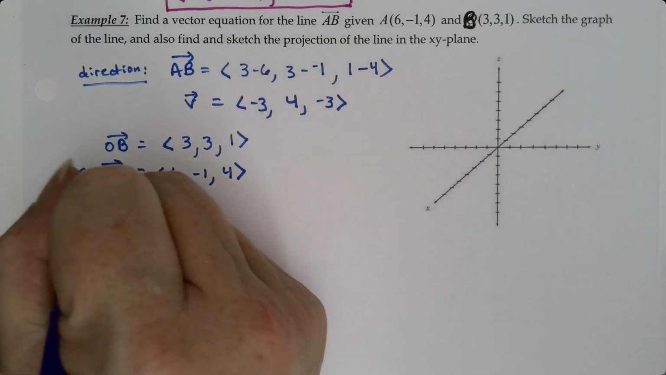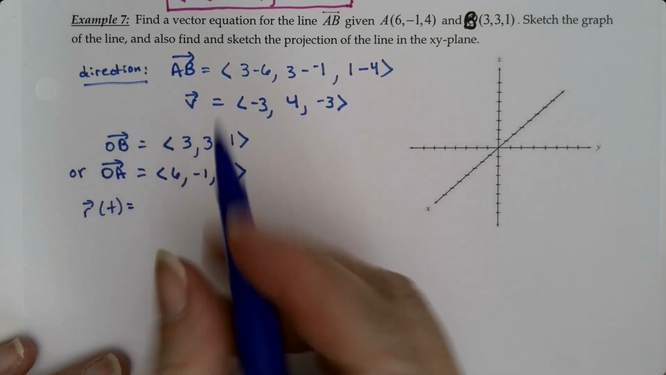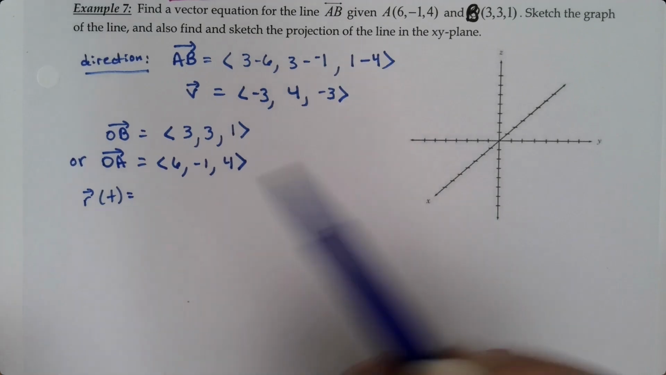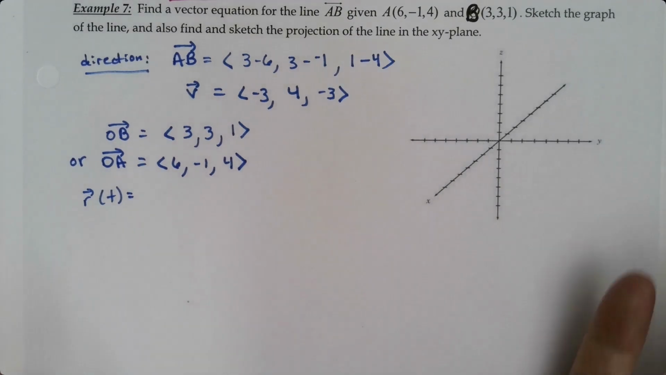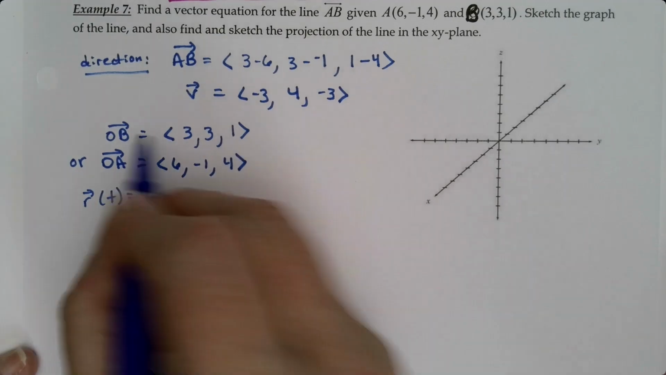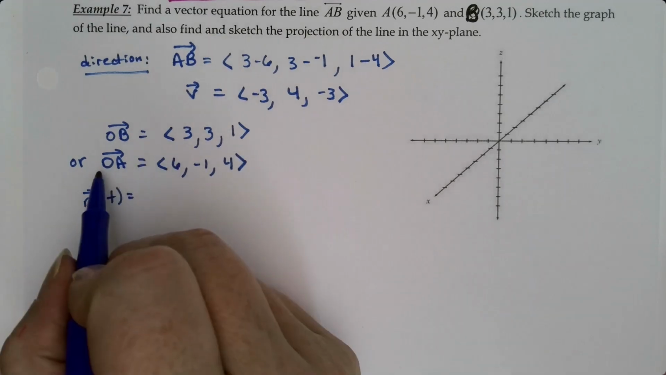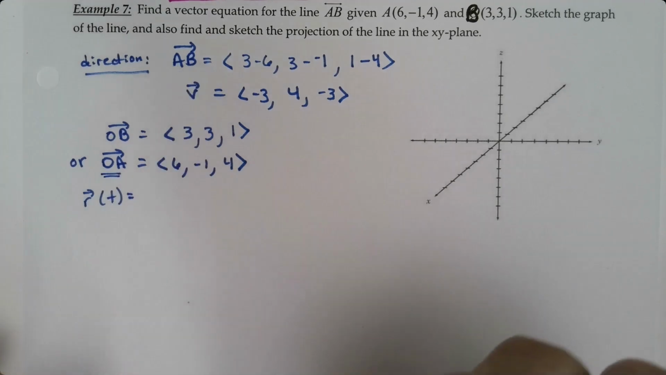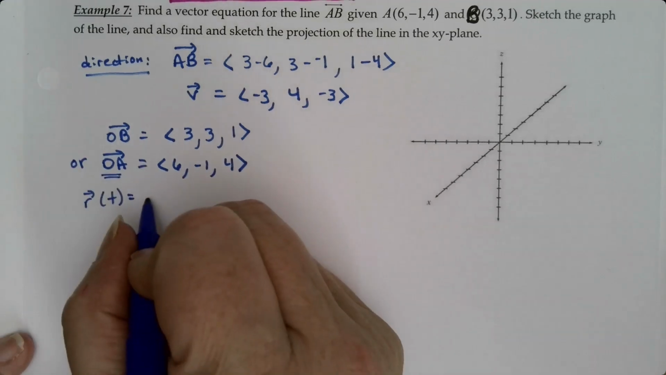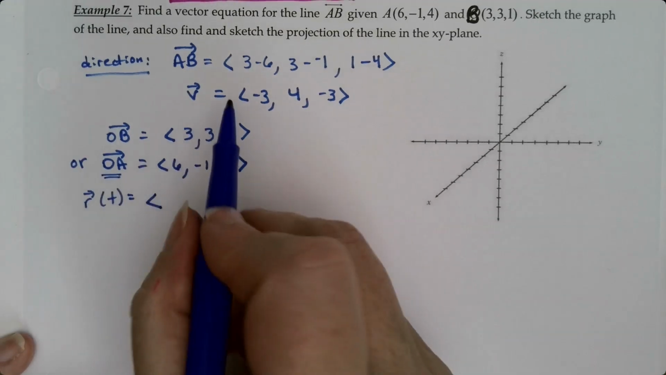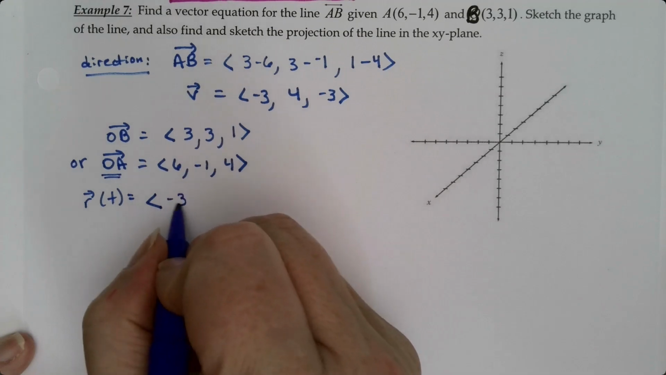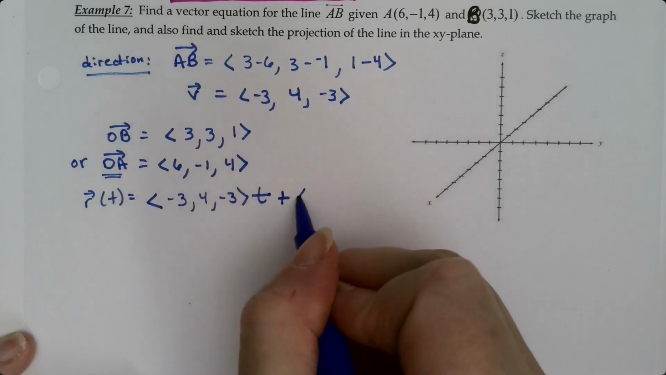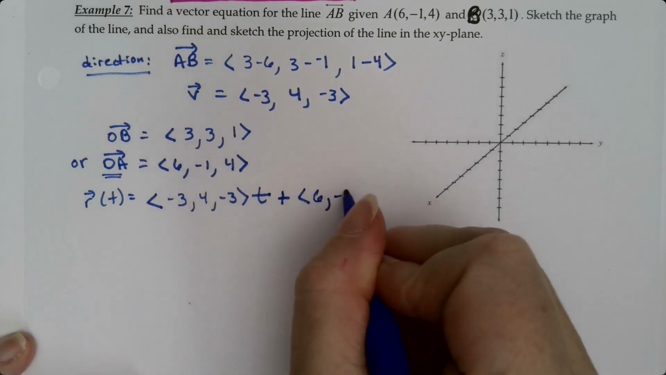So r(t) would be equal to, and of course, because we're trying to do a line, you could actually do BA as well. So it gets complicated. There's always four ways you could do these problems. So I'm just going to pick one. Just me personally, I tend to do OA and then A to B. It's just the way my brain thinks, but you could do it any way you like. So direction would be (-3, 4, -3) times t plus, and then I'll do (6, -1, 4).